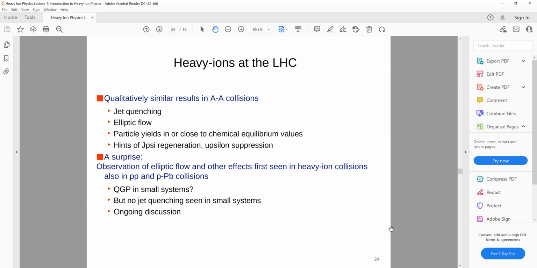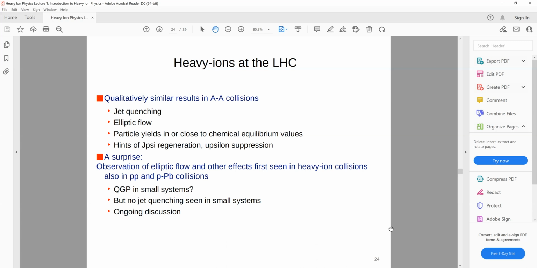However, the main surprises from LHC have not come from the heavy ion collisions. Rather, they come from something which was never that important in the context of heavy ion physics, which is the proton: the proton-proton and proton-lead collisions.